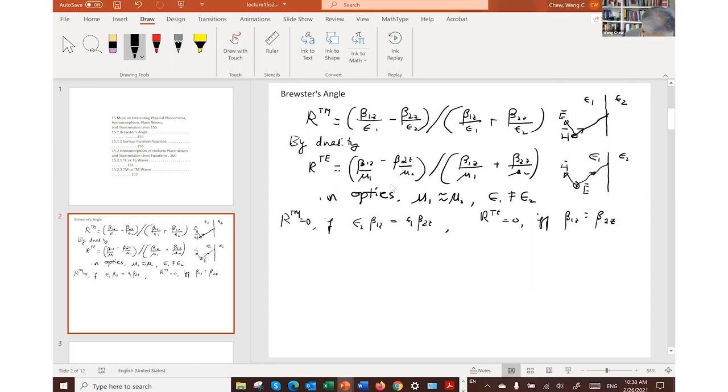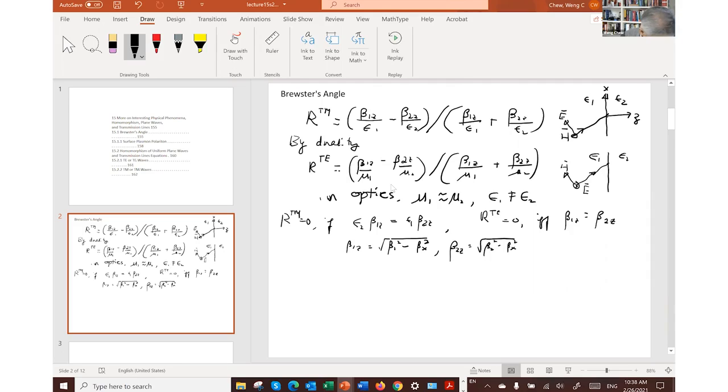And hence you can square this equation, since you know that beta 1z by the dispersion relationship in region 1 is beta 1 squared minus beta x squared, where this is the x-axis and this is the z-axis. And then beta 2z equals beta 2 squared minus beta x squared. And the beta x's are the same in both regions 1 and 2 because of the phase matching condition.